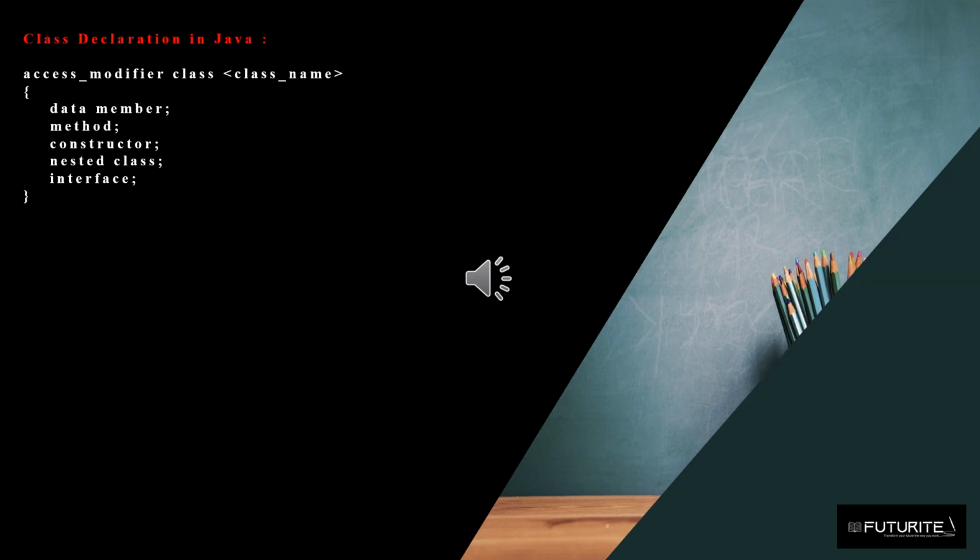Here is an example of how to declare a class in Java. First, the access modifier, which I have already made a vlog on: public, private, protected or default. Then class, which is a keyword, and the class name. The class name starts with an alphanumeric character and can be a combination of letters and digits, right? So the class name is up to you.